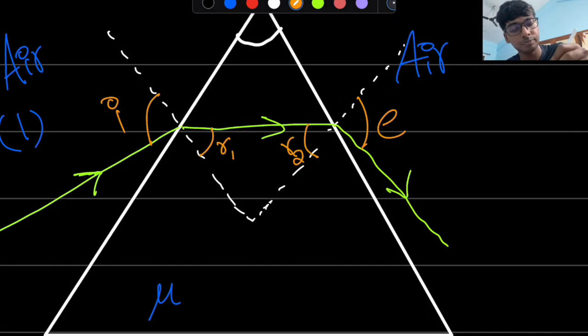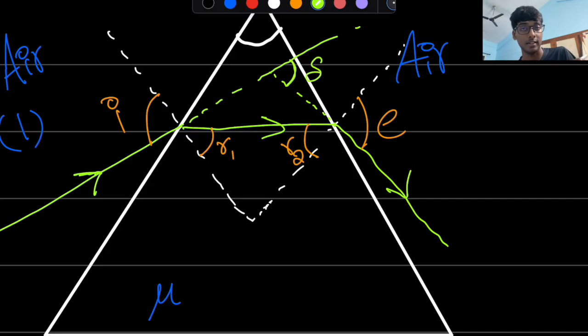Now if I extend this first incident ray, and if I trace back the final emergent ray, I'm going to get this difference. Now this is called delta, which essentially refers to the deviation. The total deviation, like after all the processes that are happening to the light ray. Now if I call this delta 1, delta 2, that essentially refers to the individual deviations.